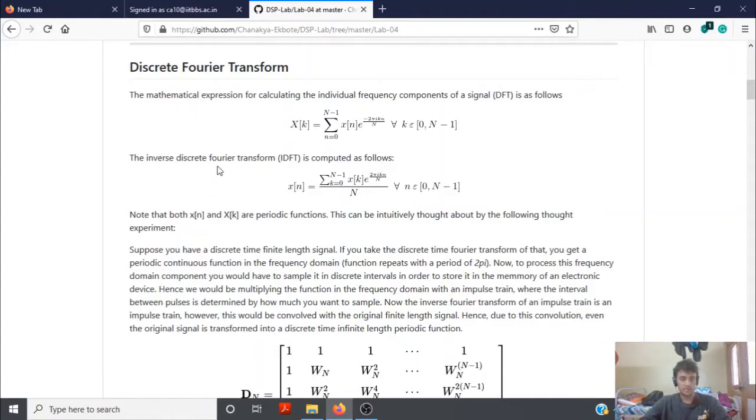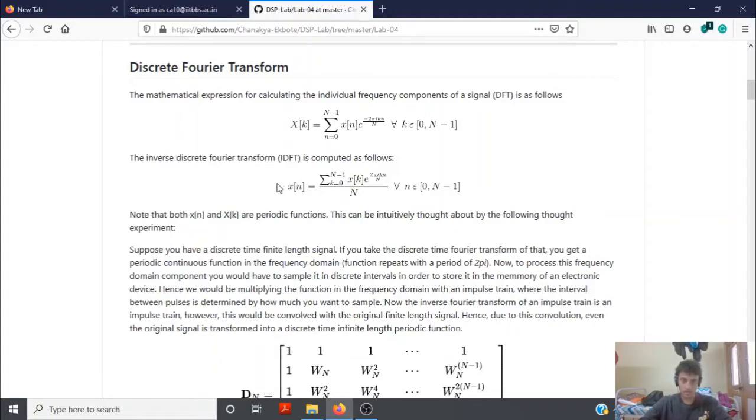And the inverse discrete Fourier transform is calculated as follows. Now, one very interesting thing to note is that X of k and x of n are periodic in nature. Initially it may be a bit counterintuitive, but if you go through the thought experiment, you can probably get to the solution. So x of n is a finite length discrete signal, right? When you take the Fourier transform of that, you are going to get a continuous Fourier spectrum which has a period of 2 pi, like we discussed before. So that is going to be from minus pi to pi, pi to 3 pi, 3 pi to 5 pi, etc.